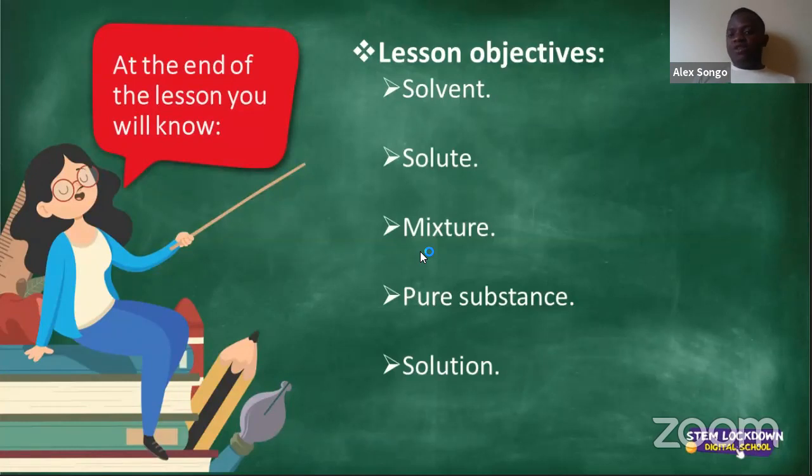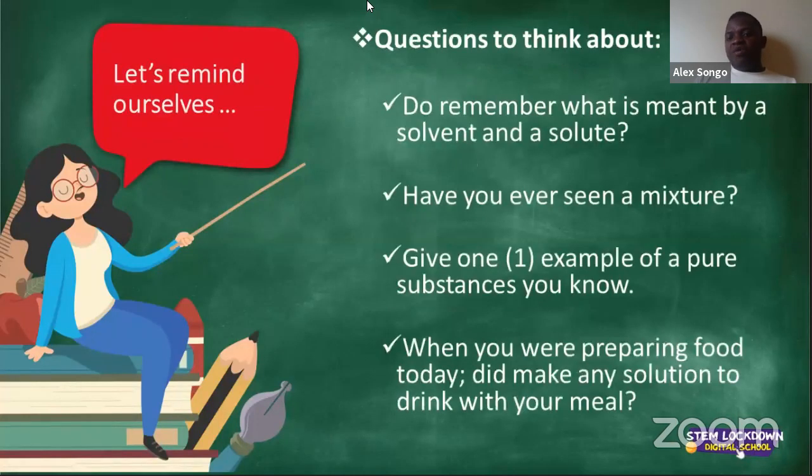So basically, these are the lesson objectives. By the end, you should understand what a solvent is, you should understand what a solute is, you should understand what a mixture is, as well as pure substances, and lastly, you should understand solutions. So basically, that's what I want us to have learned by the end of this lesson.